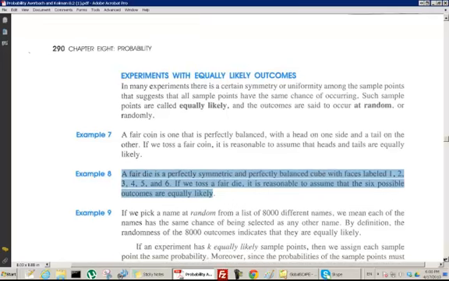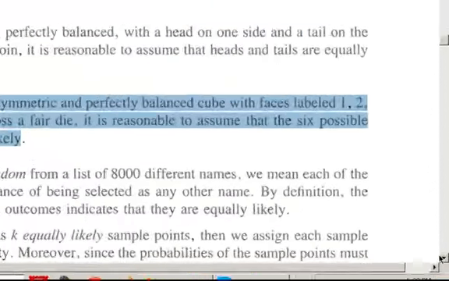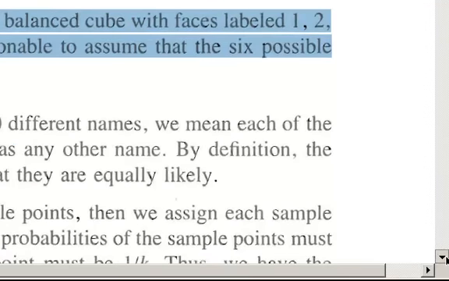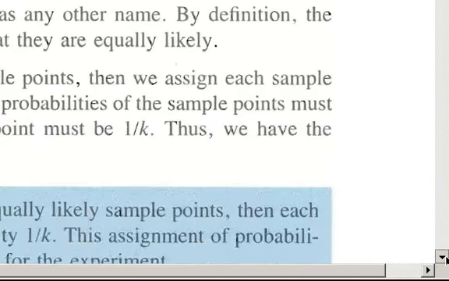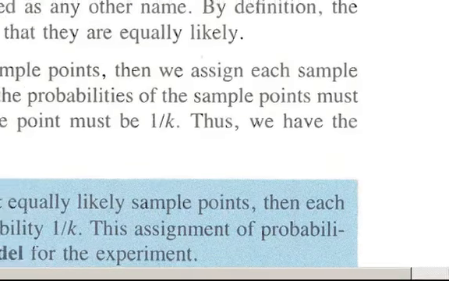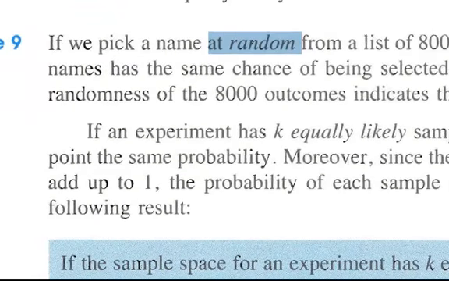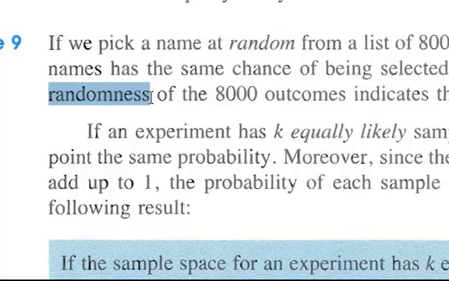If we pick a name at random from a list of 8,000 different names, when we say at random, we mean each of the names has the same chance of being selected as any other name. By definition, the randomness of the 8,000 outcomes indicates that they are equally likely. So the fact that we say random means that all of them are equally likely.